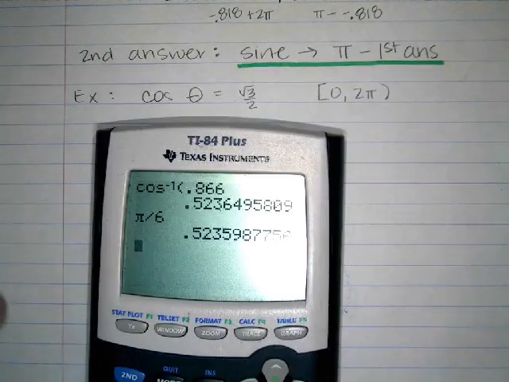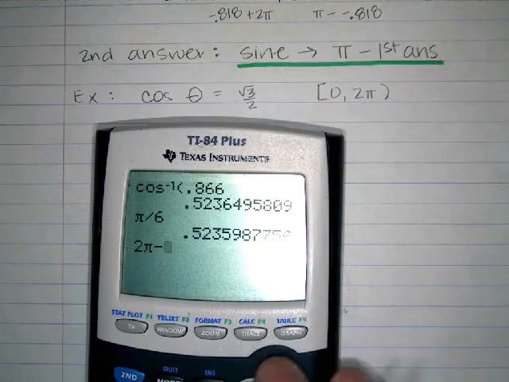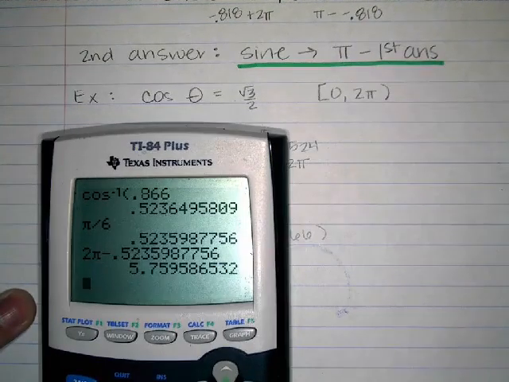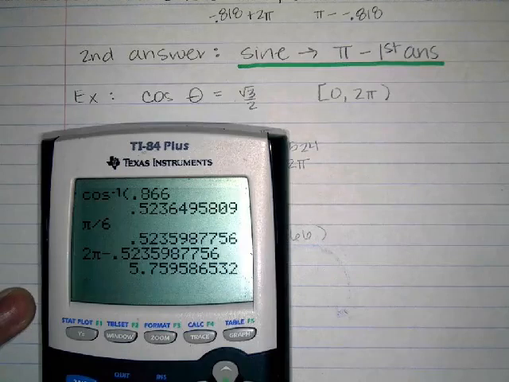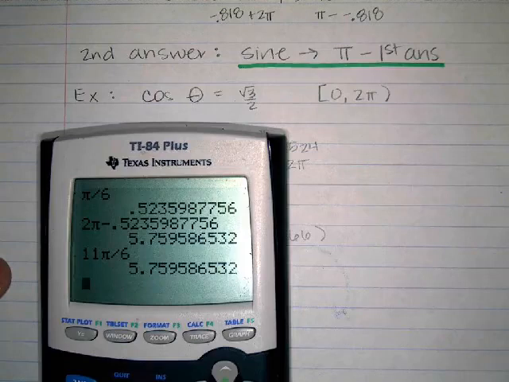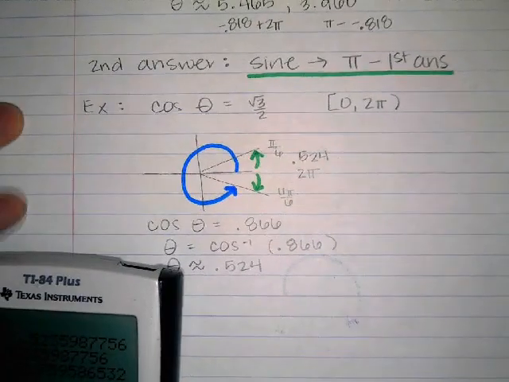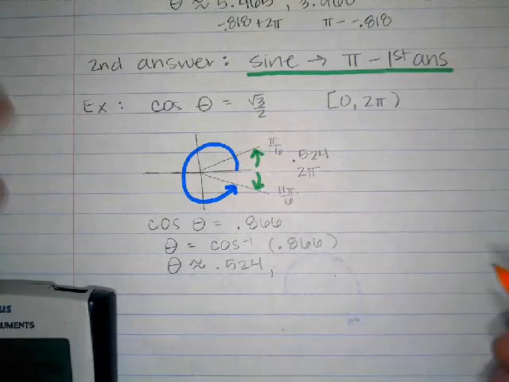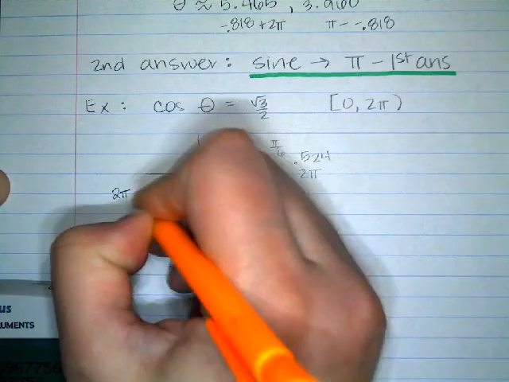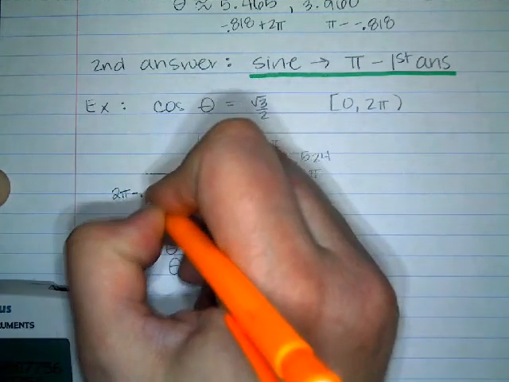And if I compare that to 11 pi over 6, it's the same thing. So that's the shortcut for cos. 2 pi minus the first answer. Okay, so the second answer is 2 pi minus the first answer. So over here we're going to say 2 pi minus 0.524. And that gives us 7, 59. 59 is followed by a 5, so what should it be?